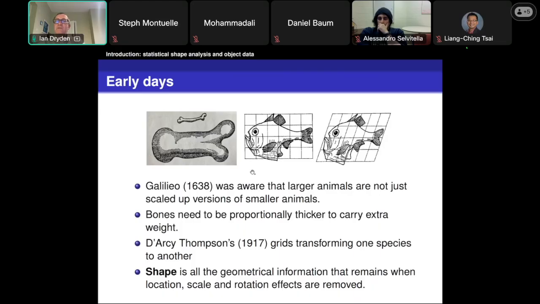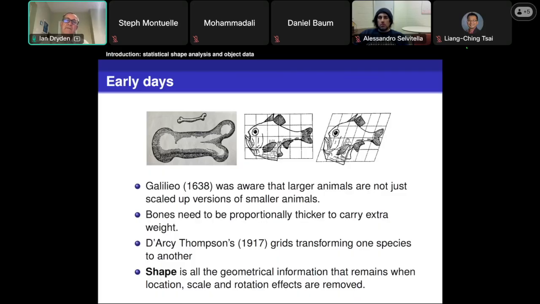Darcy Thompson's famous grids, he had lots of pictures where he was mapping from one species to another. And here's just a couple of fish species. This sort of geometrical way of transforming one object into another to explain the differences is a very powerful approach. By shape, I mean all the geometrical information that remains when location, scale, and rotation effects are removed.